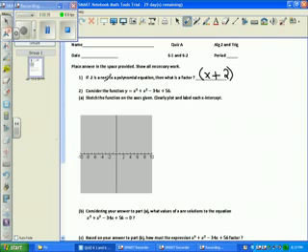Number 2 has 3 different parts to it. Consider the function, that's a cubic function. Sketch the function on the axes given. So first we'll label the x-axis horizontal and the y-axis vertical.